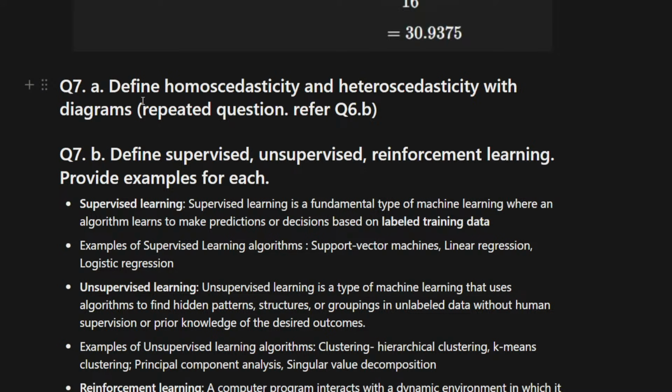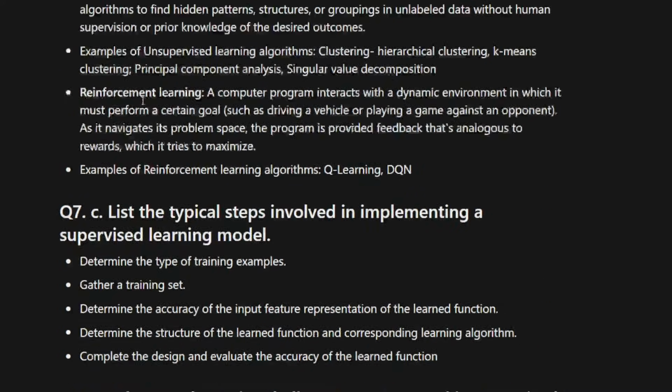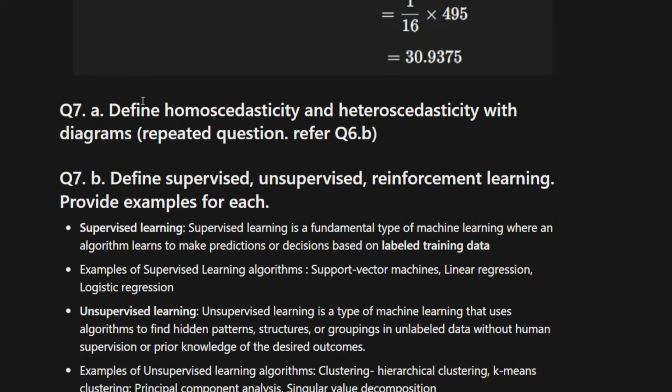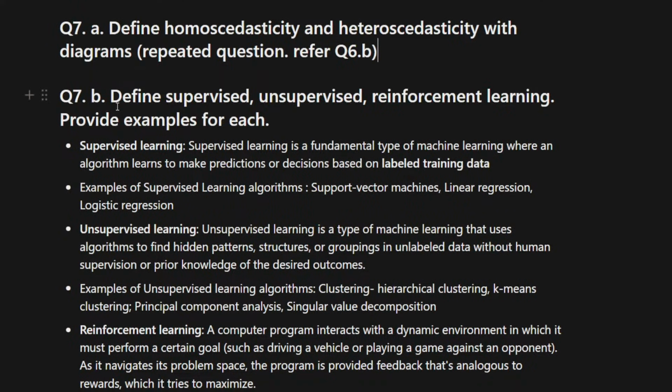The next question. I think this is the last. Okay, there are two more questions. Define homoscedasticity and heteroscedasticity with diagrams. This is already repeated. We just covered it some time before. Next question: define supervised, unsupervised and reinforcement learning. Provide examples for each. This is just directly from your PPTs.